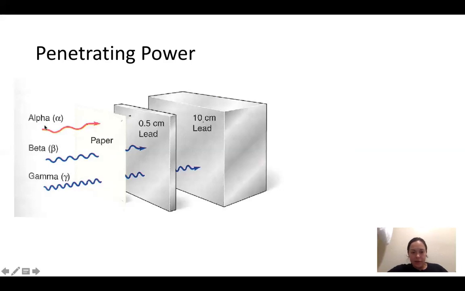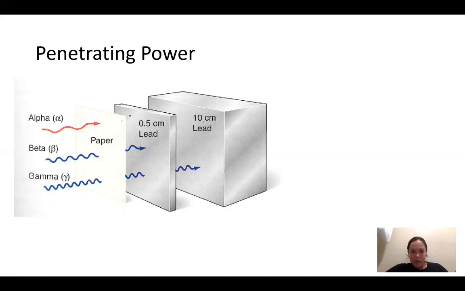So alpha particles can be stopped by a piece of paper because they're so big. But beta particles are smaller, and so are gamma particles. They go right through a piece of paper. Okay, but beta can be stopped by 0.5 centimeter of lead. Okay, so those are like those lead aprons we wear when we go to the dentist and get our x-rays. Okay, gamma is much smaller, right? It's just like a wave of energy. So it can go through paper and even this 0.5 centimeter of lead. So you would need 10 centimeters of lead to stop a gamma emitter.